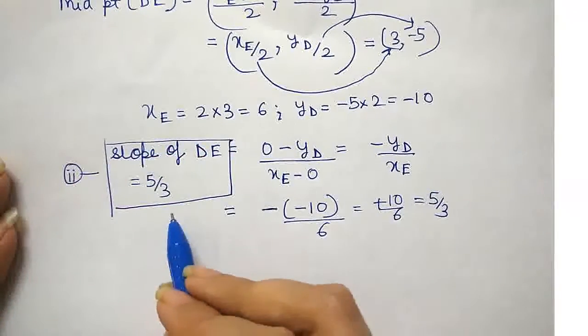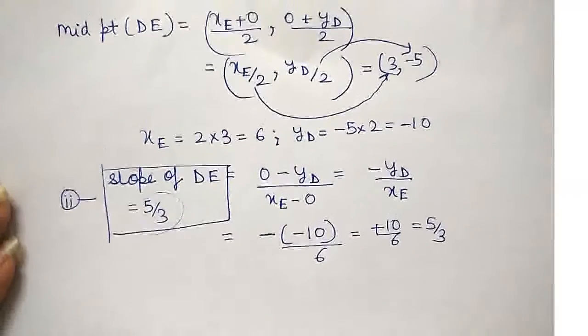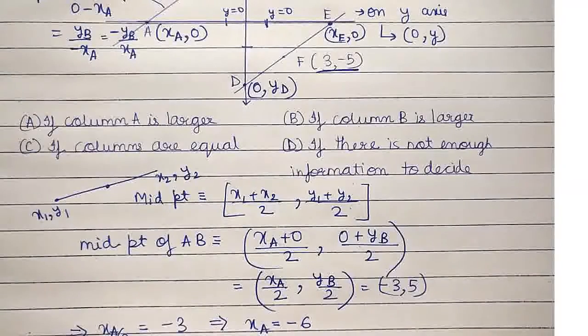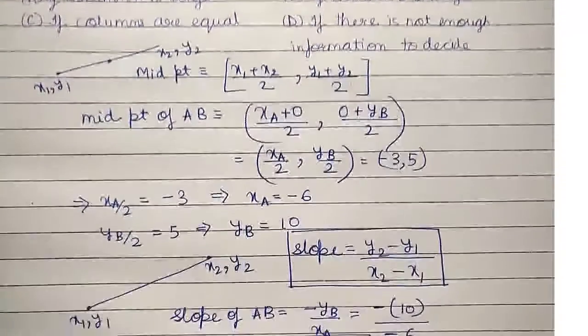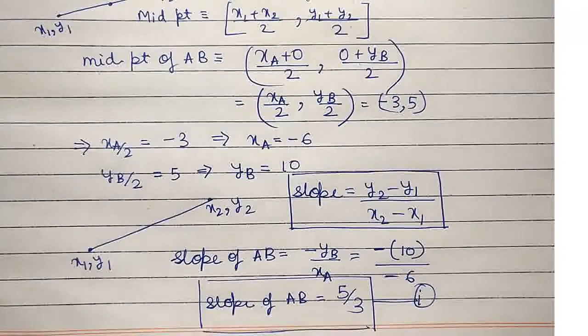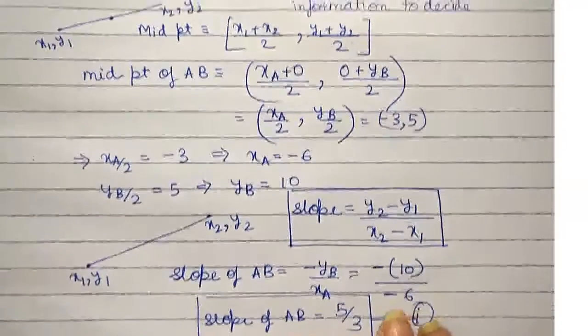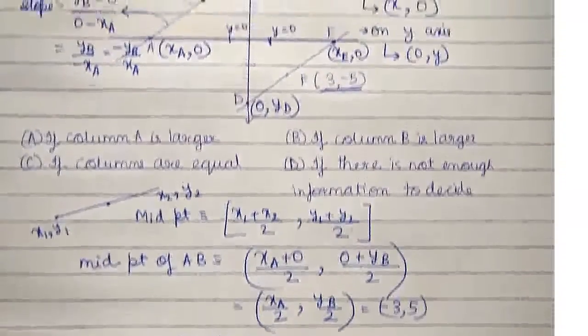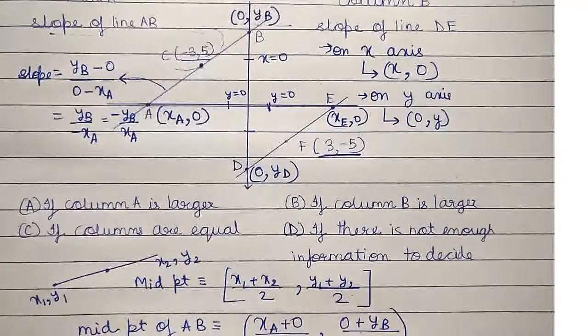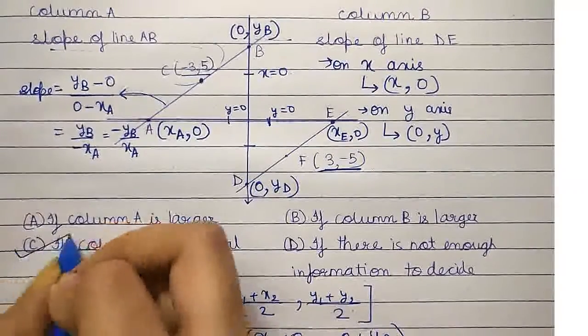Now the slope of DE is 5 by 3. The slope of line AB we have just found out to be 5 by 3 as well. Hence we see that the slope of both AB and DE is equal. So we check the options. Both of them are equal. So C would be the final answer.